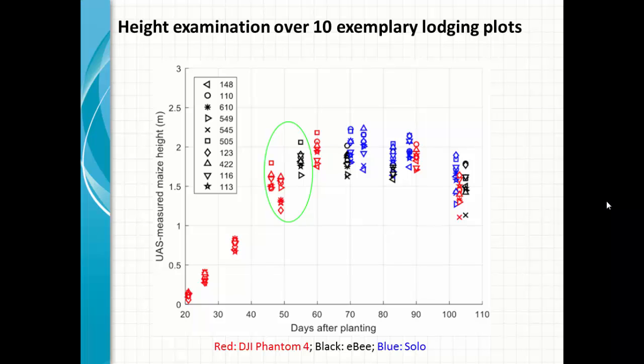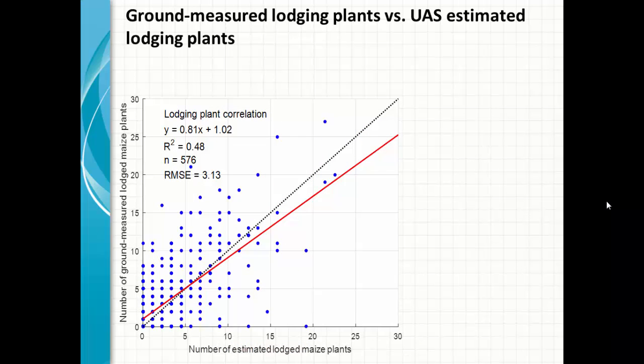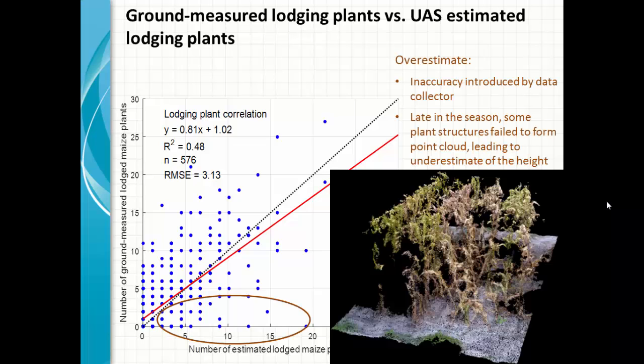And those are the ground-measured lodging plants versus UAS-estimated lodging plants. This is the correlation compared to the black dotted line. The black dotted line shows the one-to-one relationship. We can see a direct one-to-one relationship between the ground-measured lodging plants and the estimated lodging plants. But here we can still see overestimates and underestimates.